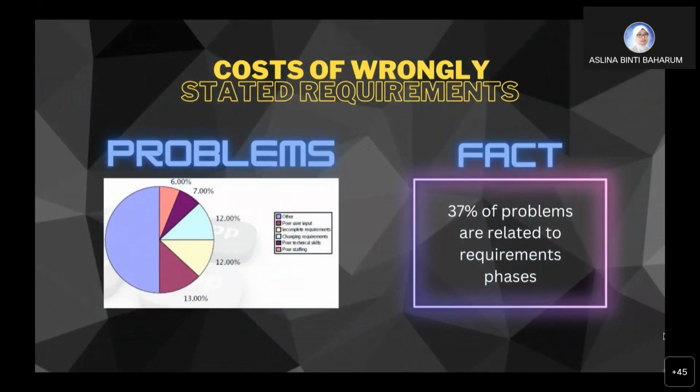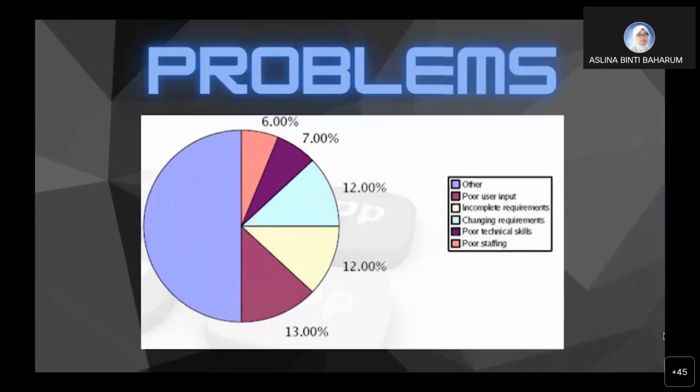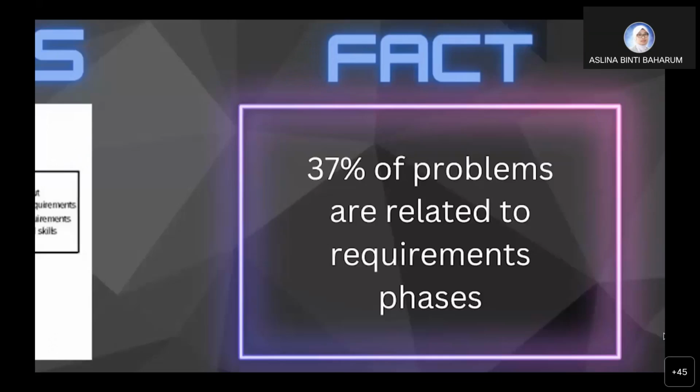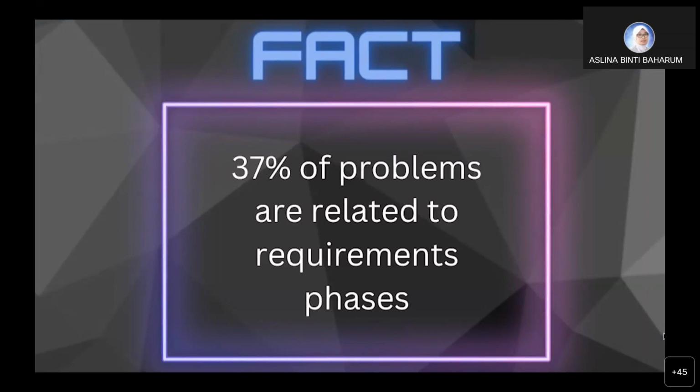And now we have reached the cause of wrongly stated requirement. As you can see, we have included a pie chart which shows the problems that we might encounter if the requirements that we made are wrongly stated. Factually, 37% of the problems are related to the requirement phases.